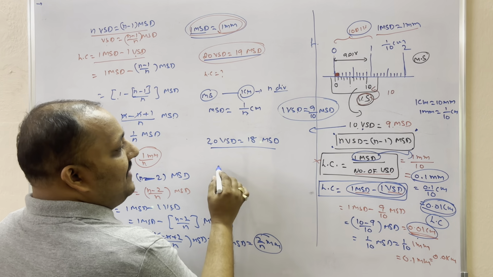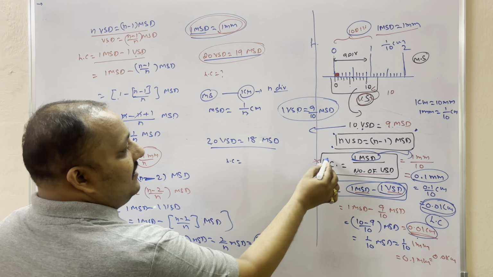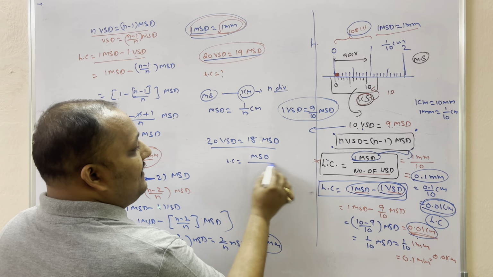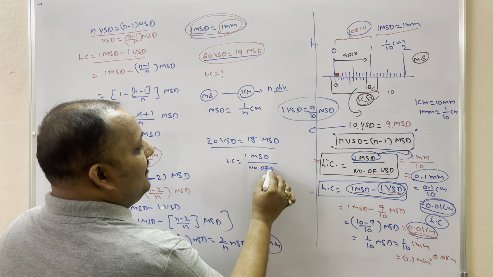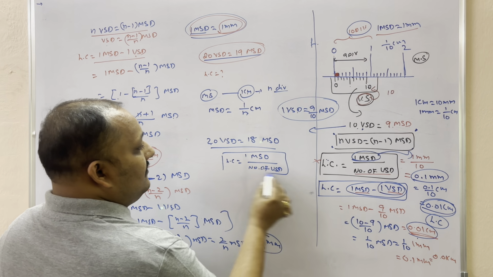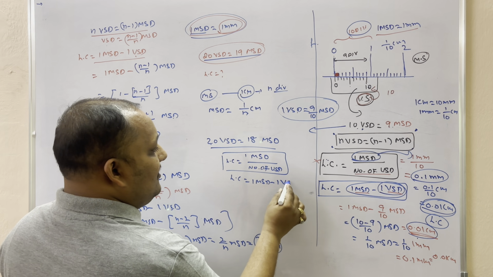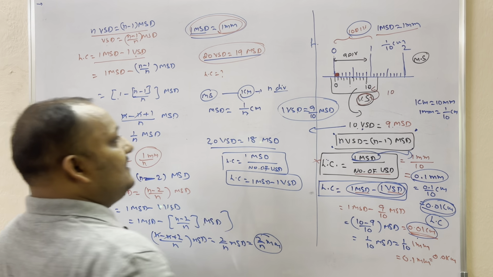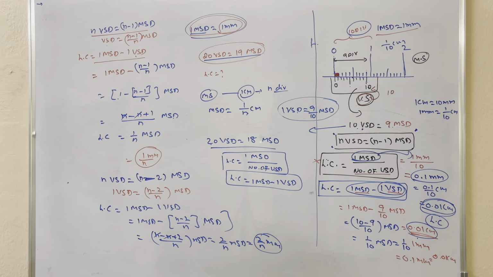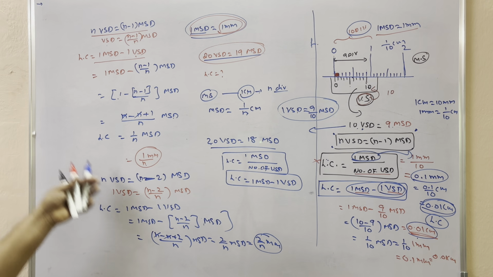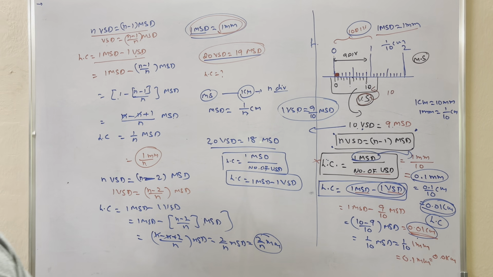These two formulas are main for you. One is 1 MSD by number of VSD. Another one is 1 MSD minus 1 VSD. So this is about the least count of the vernier calipers. You can do a number of problems by practicing. Definitely you will become perfect on this.